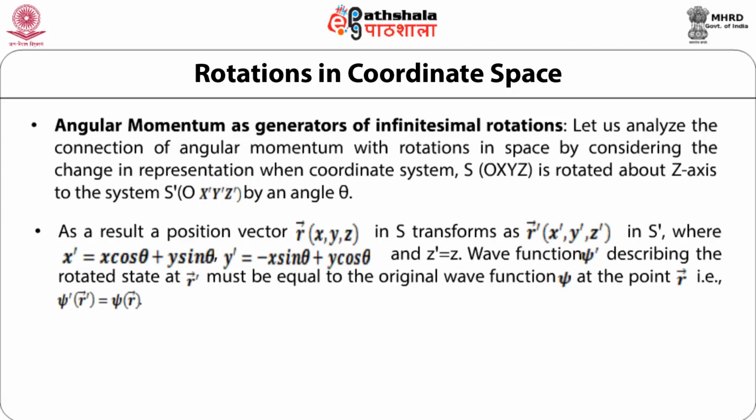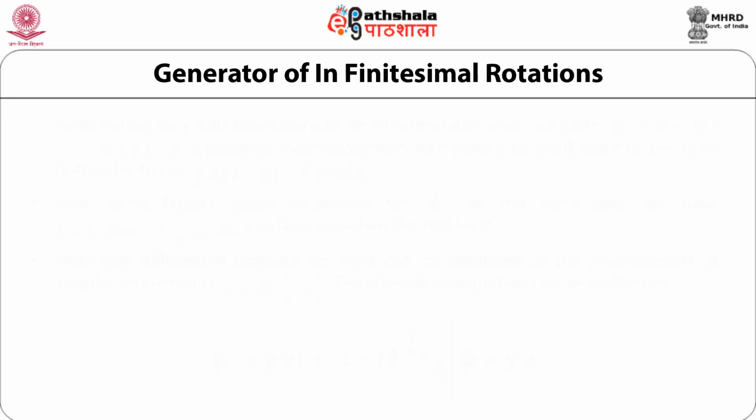Now, the wave function psi prime describing the rotated state having the position vector r prime must be equal to the original wave function psi having the position vector r, that is, the wave function psi prime as a function of position vector r prime should be equal to the wave function psi as a function of position vector r. Generator of infinitesimal rotations.